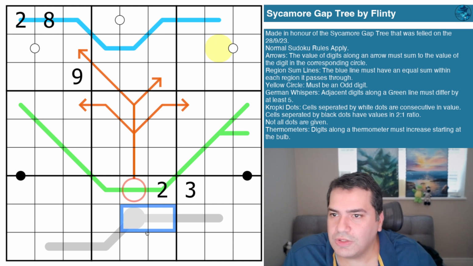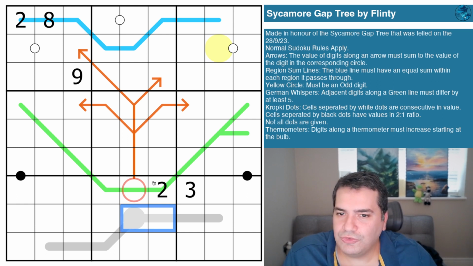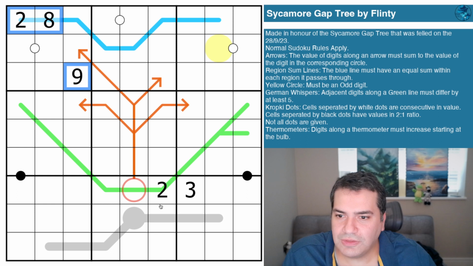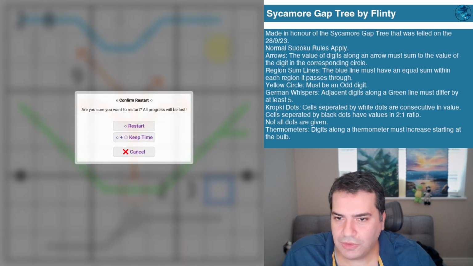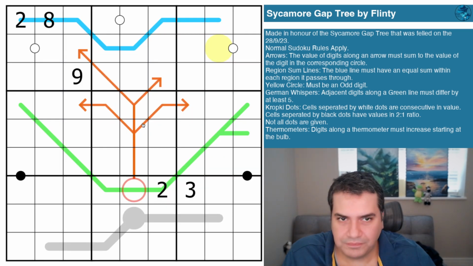And actually, quite a few digits to start, which is unusual for us because we're very much used to having to solve puzzles with 0 digits in the grid. So, another refreshing thing for today, we have 5 digits to help us get started. Now, if you feel like honoring the tree, link is in the description down below if you want to play along. And with that said, let me restart the clock and see how I get on.